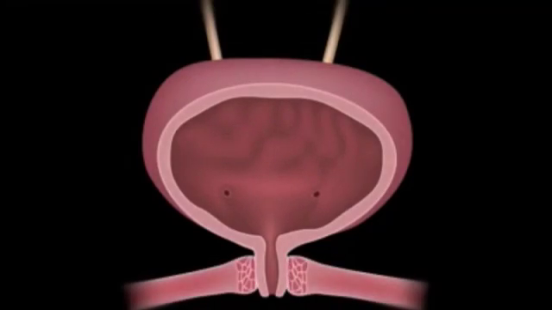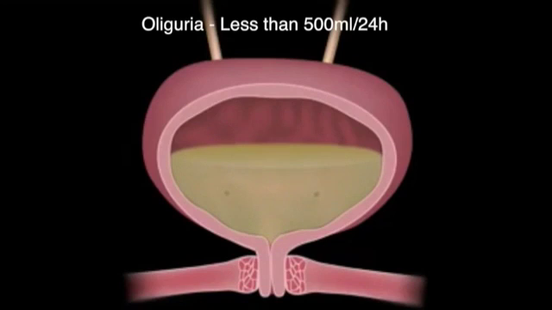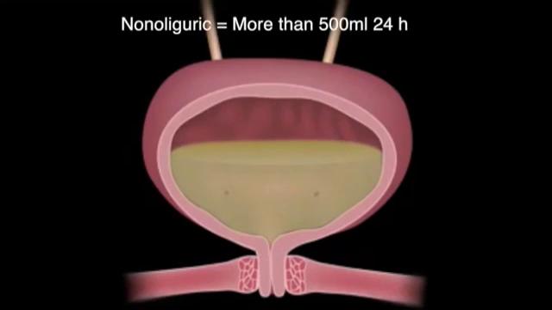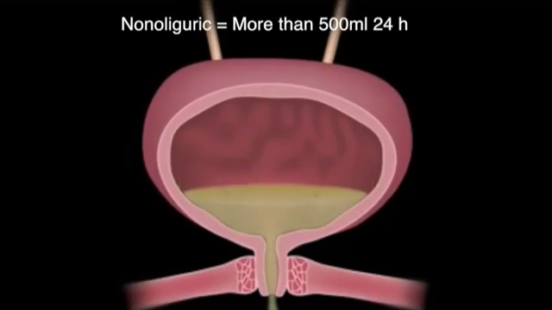Or non-oliguric. Oliguric means that they produce less than 500 milliliters of urine per day, while non-oliguric means that they produce more than 500 milliliters of urine per day. Although non-oliguric patients produce a large amount of urine, it contains very little waste products, as the kidney hasn't filtered out the blood properly.